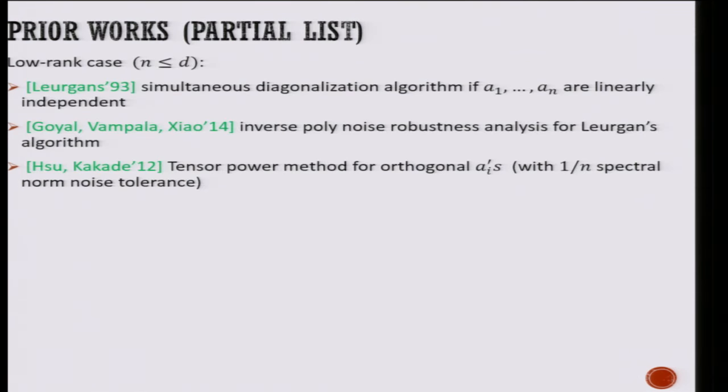All right, so just some prior works. For the low rank case, when n is less than d, Leurgans et al. had the simultaneous diagonalization algorithm if a_1 up to a_n are linearly independent. Goyal, Vempala and Xiao analyzed how much noise that algorithm can tolerate, and it turns out they can prove a bound which is inverse poly; the exponent is not even explicit. And Anandkumar, Ge, Hsu, Kakade had the tensor power method for orthogonal a_i, if the components are completely orthogonal, and the noise tolerance is 1 over n in spectral norm.